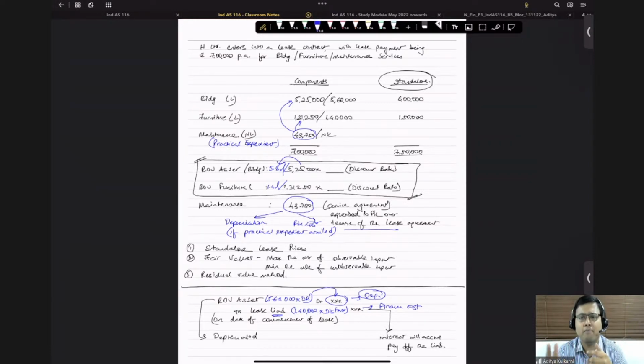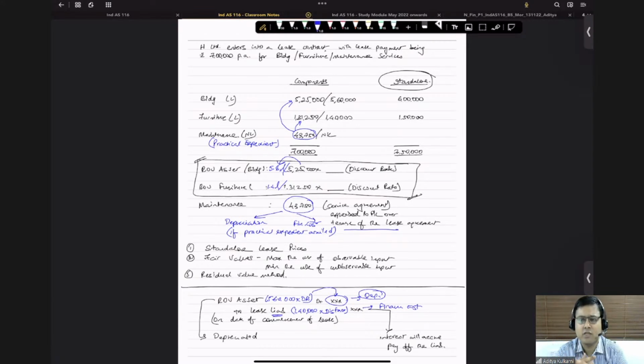So you will have to apportion the total contract value to the maintenance also, again in line with the standalone prices. However, here there is a practical expedient which is permitted, which tells that you can elect not to allocate anything to the non-lease component, in which case the entire amount would be allocated only to the lease components, and then you would proceed with accounting as the lease. If that is the case, what would happen? My non-lease component would not have any value.